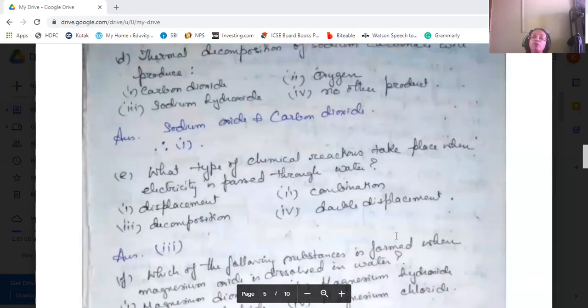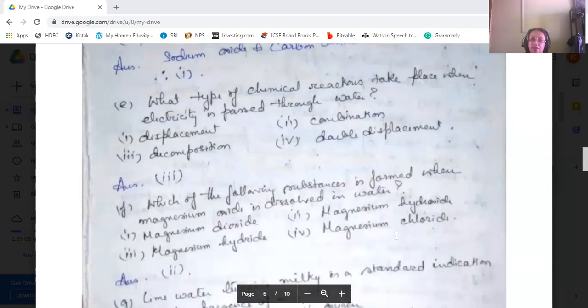Then what type of chemical reaction takes place when electricity is passed through water? When electricity is passed through water, water decomposes into hydrogen and oxygen. So that type of reaction is known as a decomposition reaction, electrical decomposition, that is called electrolysis.